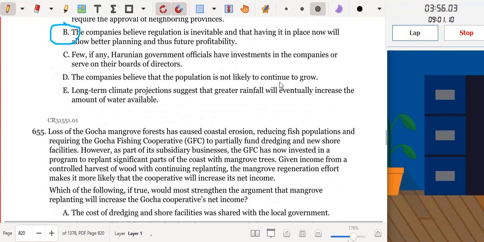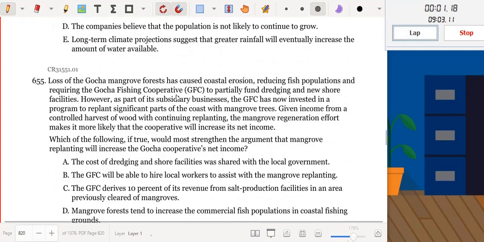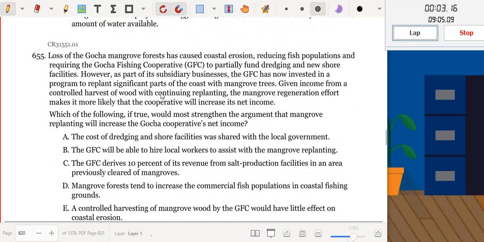Okay. Now let's move to 650. I am taking too much time. No, I have to be fast.